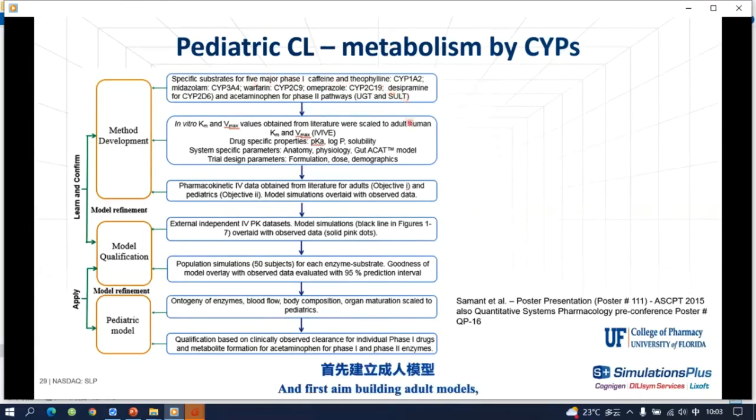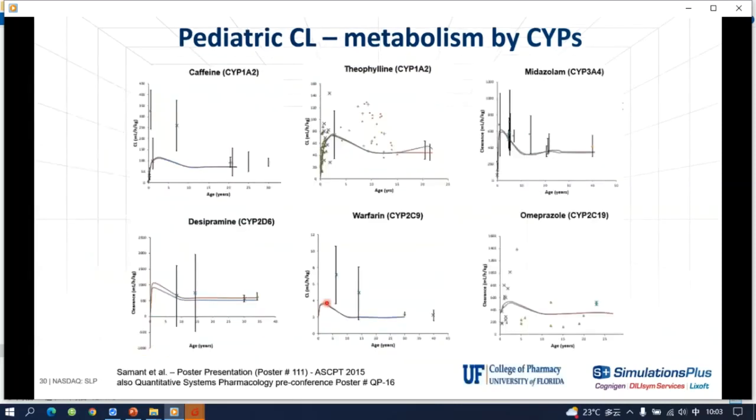And first, building adult models, and then calibrating and validating the adult models, and then using those models to predict the PK and predict the clearance in children of different ages. And here are the results.